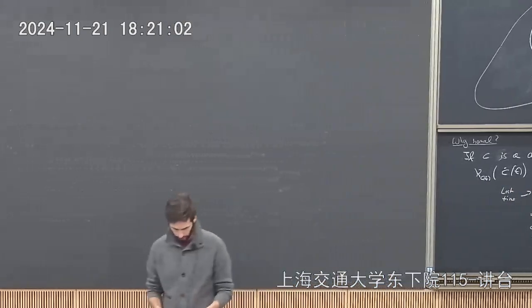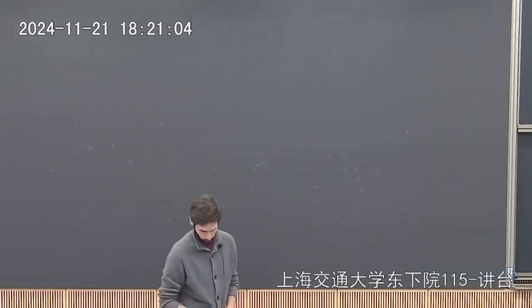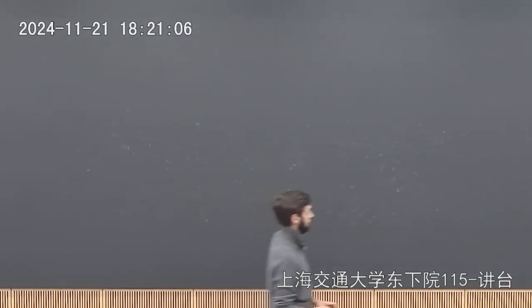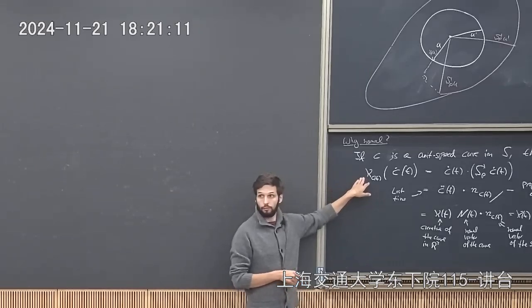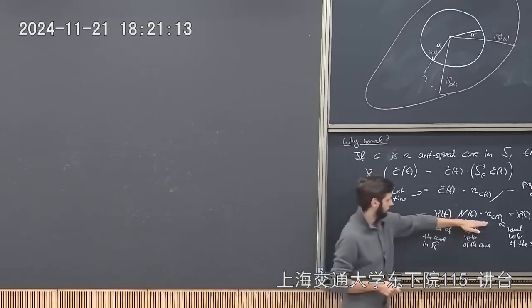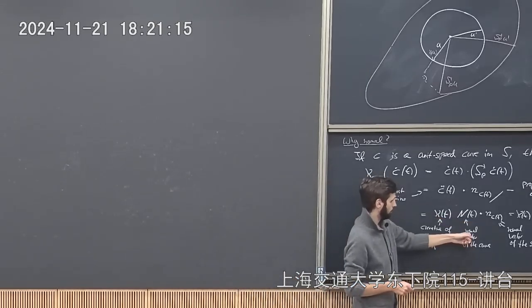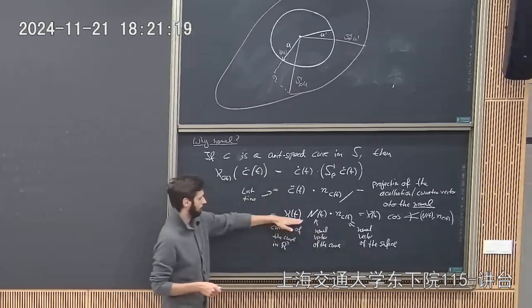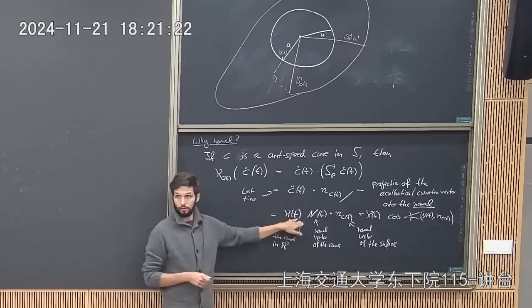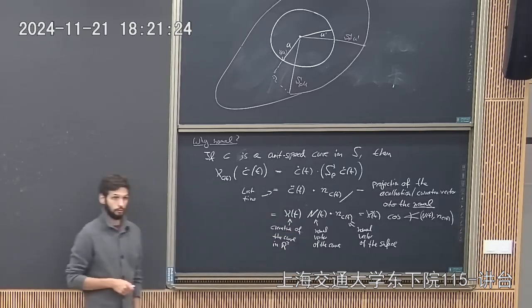So that should explain a little bit, at least, why that expression is called a curvature, and why it's called normal, because it involves essentially the relation between the normal vectors of the curves and the normal vectors of the surface, and is then proportional to the curvature of the curve.